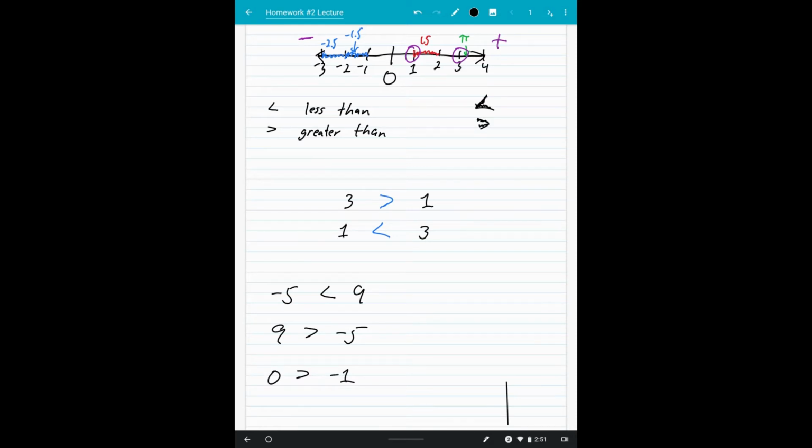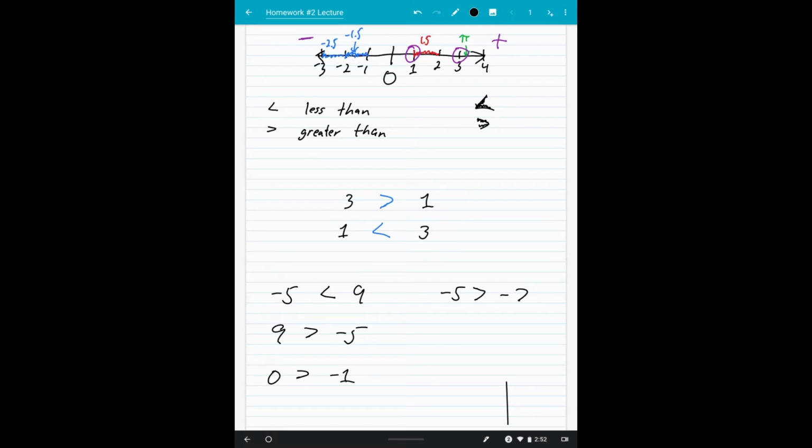What if we have two negative numbers, -5 and -7? Here we would say -5 is greater than -7 because it's further to the right. So since it's further to the right, that means it's greater than -7.